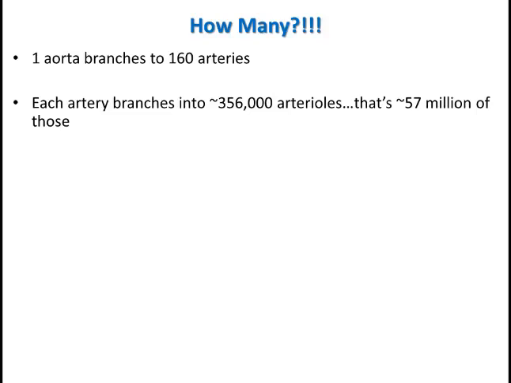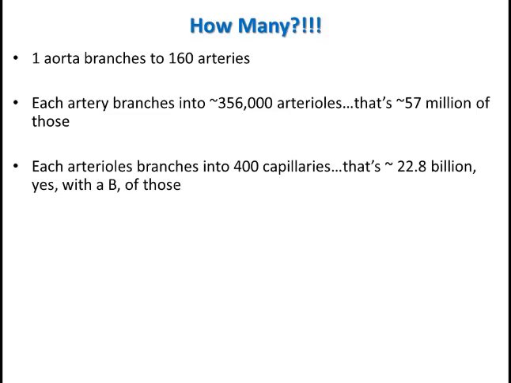Now take these numbers with a bit of a grain of salt. These are estimates. Highly educated guesses is what we'll call them. Okay. Now each arteriole branches into about 400 capillaries. Do a little bit of math there, and yep, that's about 22.8 billion. Billion with a B capillaries in the body. That's a pretty astounding number if you stop to think about it for a second.